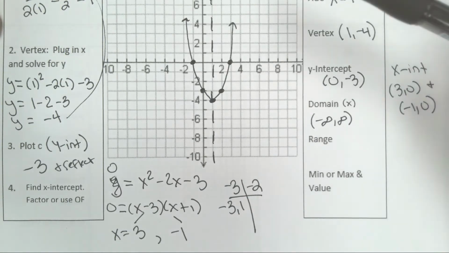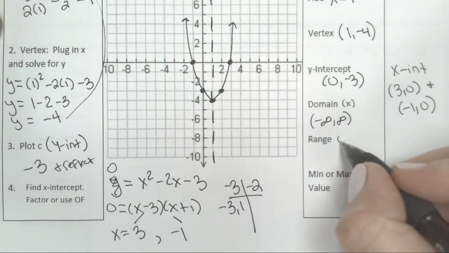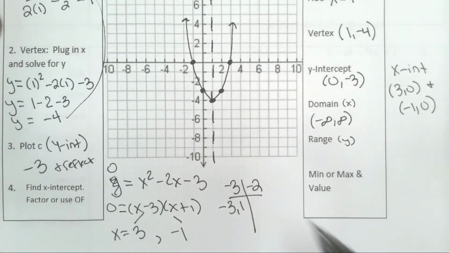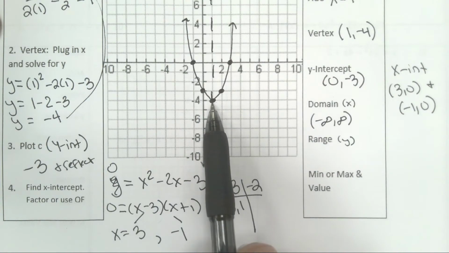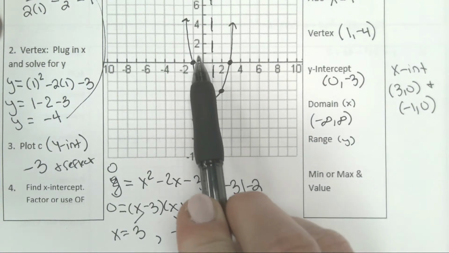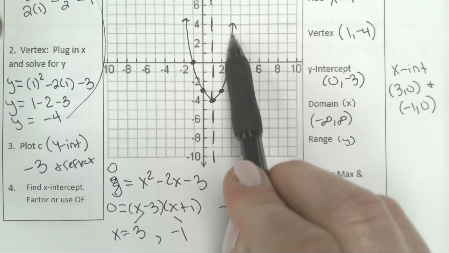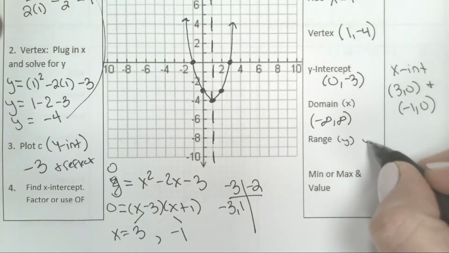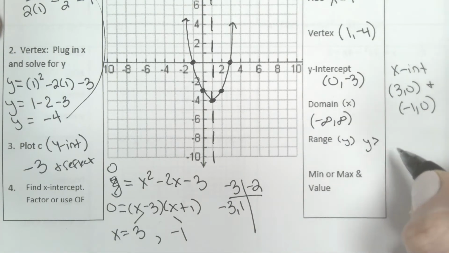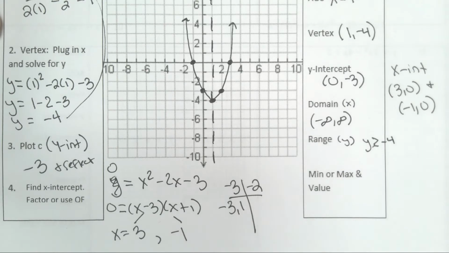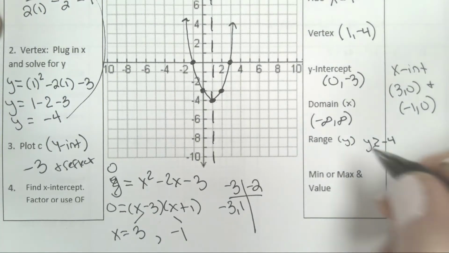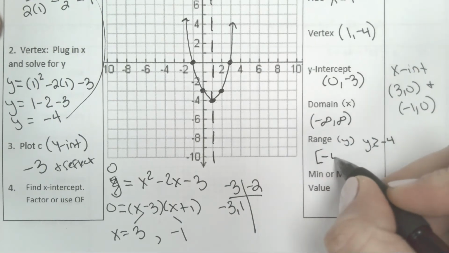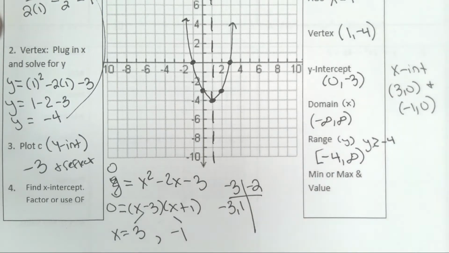The range. So the range are your y values. So you got to come over here and look. So we have a minimum value right here at -4, and then your y's keep going up and up and up. So in Algebra 1, I would have said y is greater than or equal to -4. And to write it in that other notation, it goes from -4 to infinity.